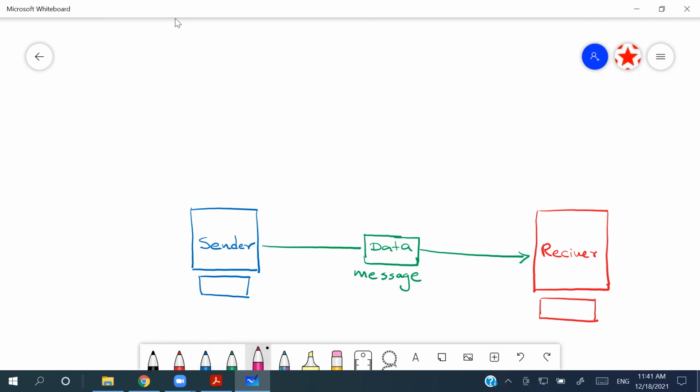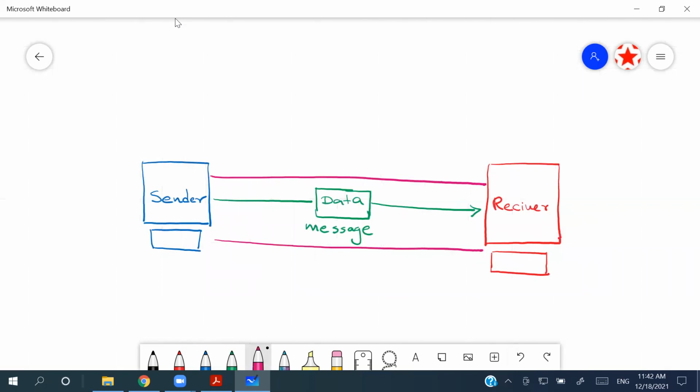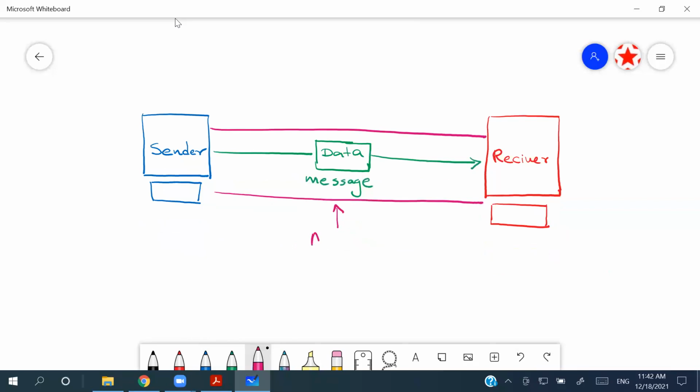And to send the data from one computer to another, or from one device to another, we need something called a medium, right? So when it comes to the medium, this divides into two parts.